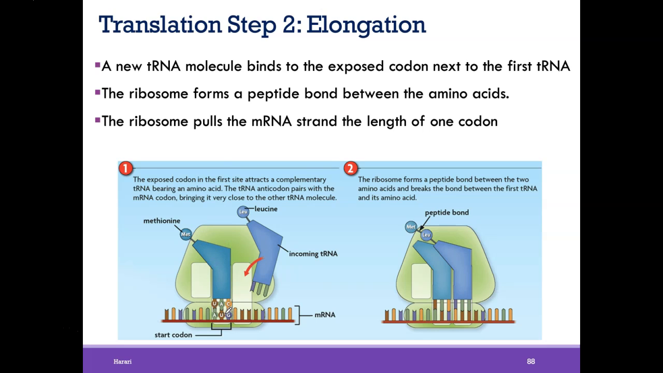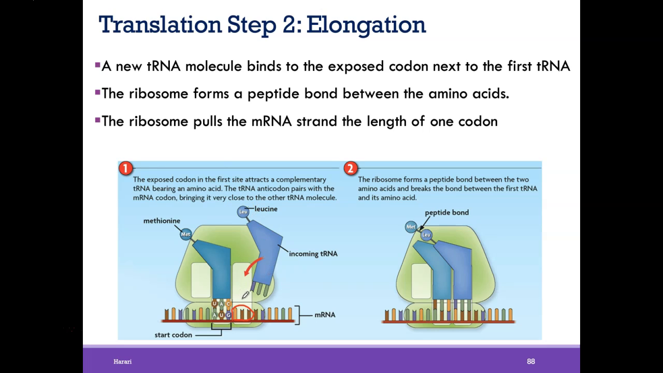A new tRNA molecule will then bind to the exposed codon next to the first tRNA. So here's the first tRNA. This next tRNA molecule will recognize whatever these 3 letters of mRNA are. So the next codon will be recognized. A tRNA molecule will bind, depending on whatever the 3 letters of mRNA are here, that will determine which type of tRNA can recognize it and which amino acid it would bring over.